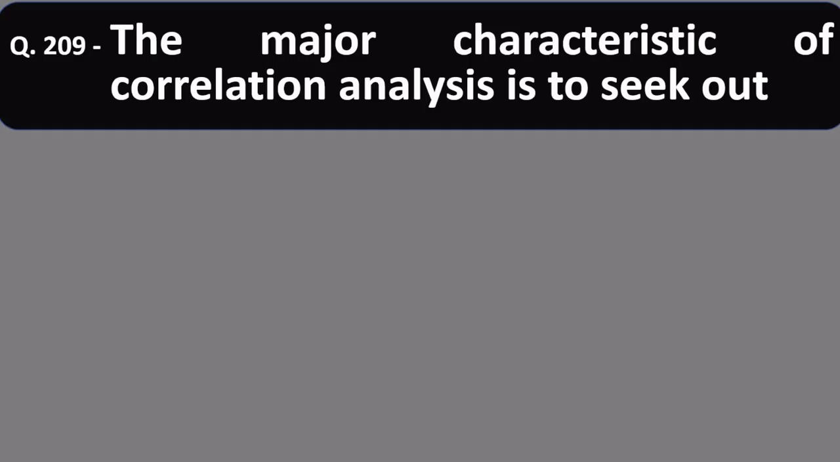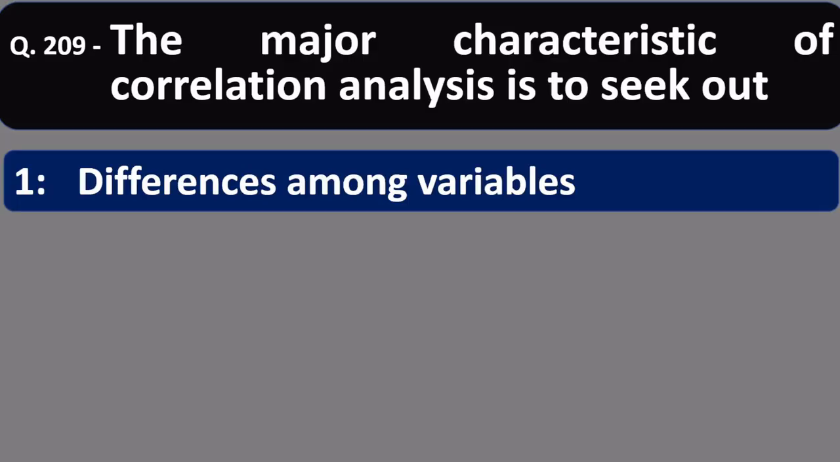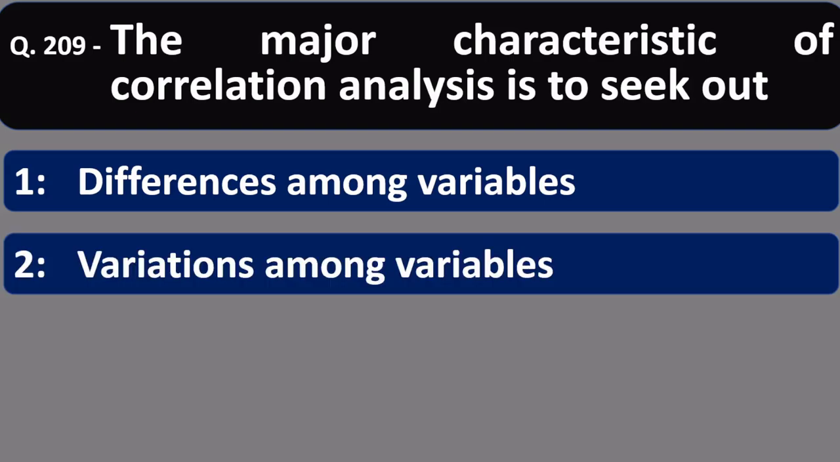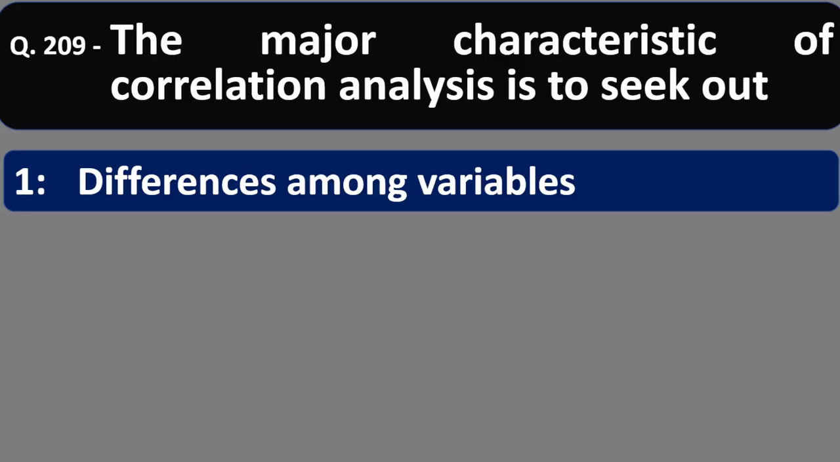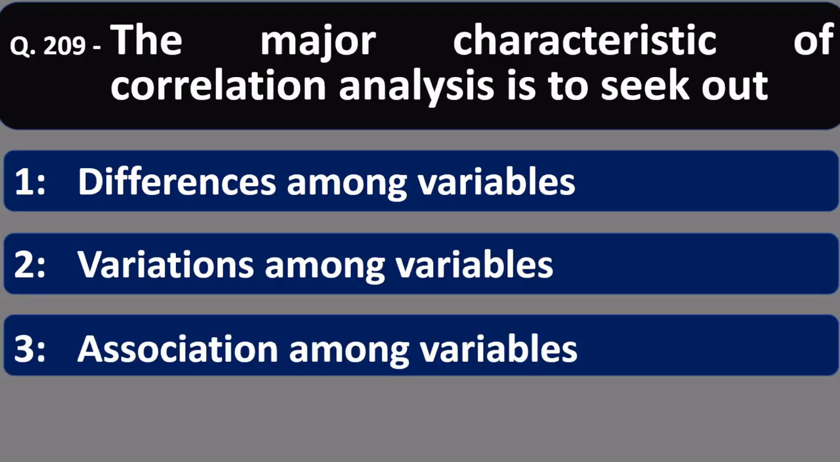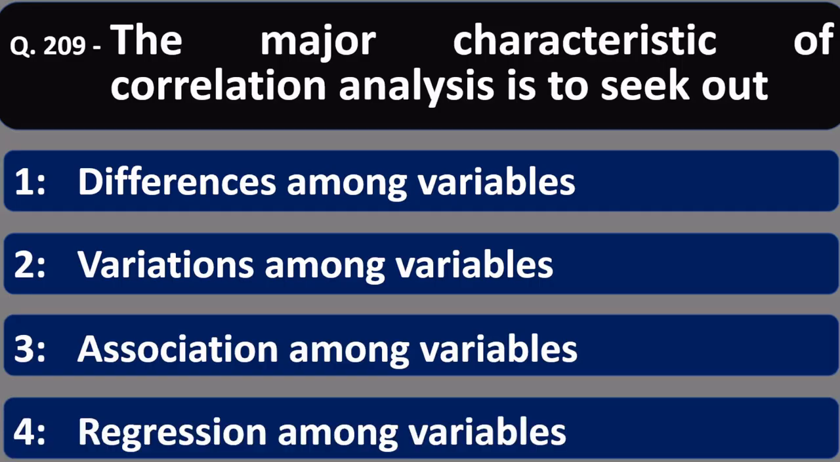Question 209. The major characteristic of correlation analysis is to seek out: number 1, difference among variables. Number 2, variations among variables. Number 3, association among variables. Number 4, regression among variables. Correlation studies association. So answer 3, option 3 is correct, association among variables.